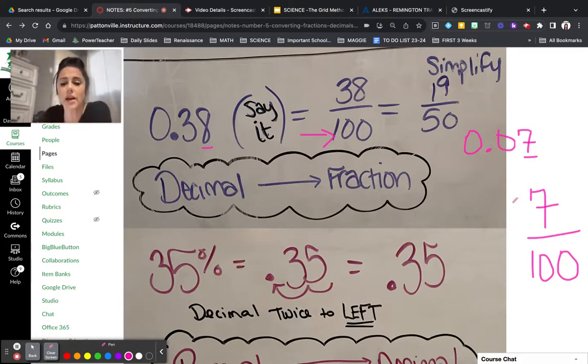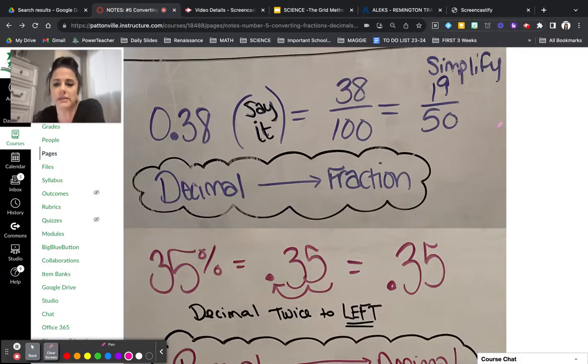Okay. The only thing that is different is some kids are starting to see this in their problems as well. So you might get something like this.